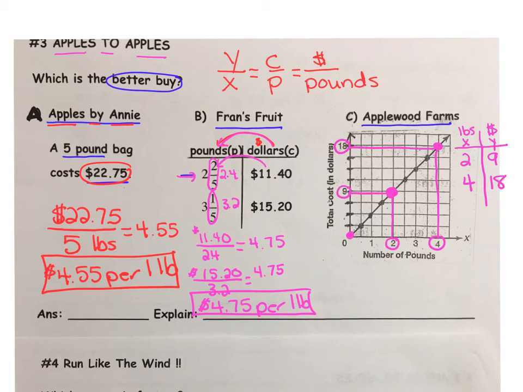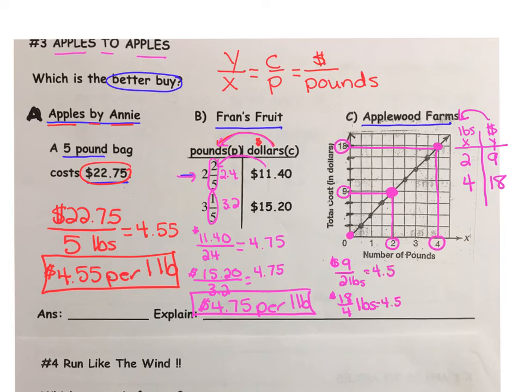Now, that's enough to set up a few ratios. You're going to say, as we compare dollars to pounds, $9 gets us 2 pounds, and $18 gets us 4 pounds of apples at Applewood Farms. Take a moment and divide. 9 divided by 2 and 18 divided by 4. In each case, you should get 4.5.